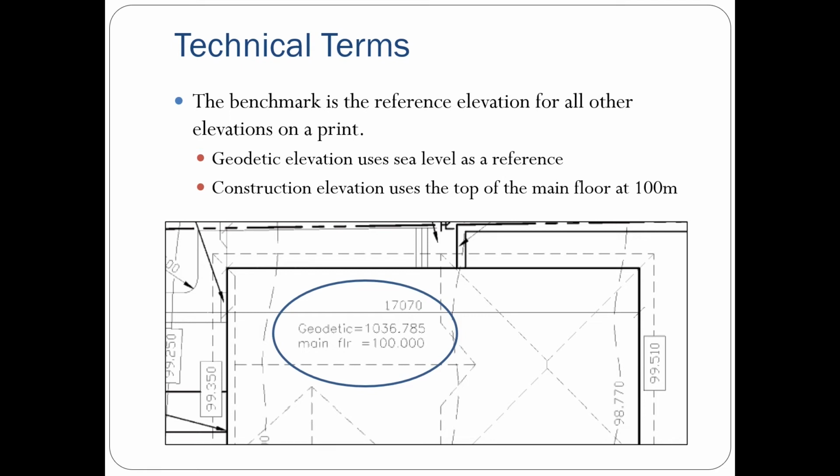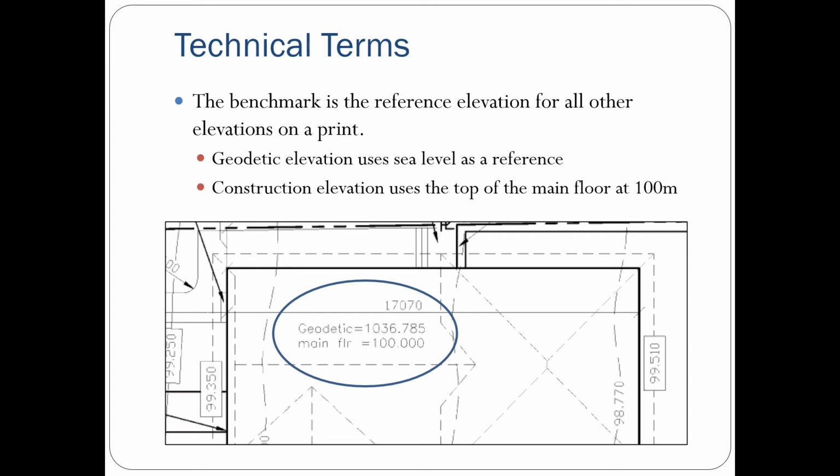The other type of elevation that we have is called the construction elevation, and it uses the top of the main floor as the reference, and this reference is written as 100 meters. This is how we can discover what the elevation around our house is like. If you notice, on the right-hand side of the page, there's a box with a number inside it, and that box has the number 99.510. That is in relationship to the main floor.